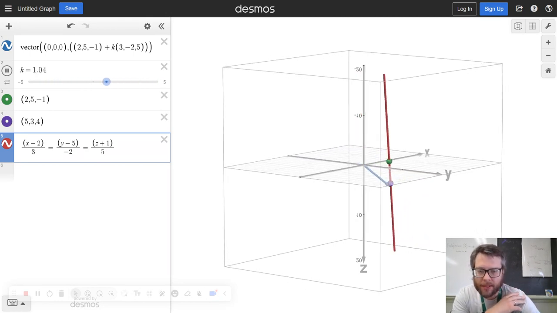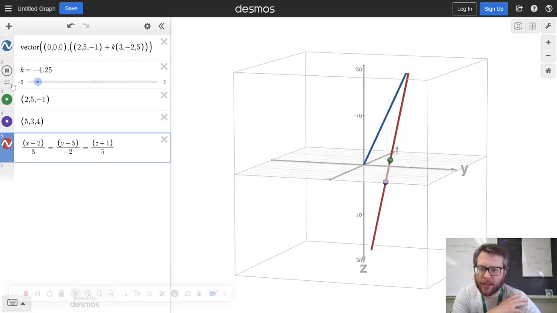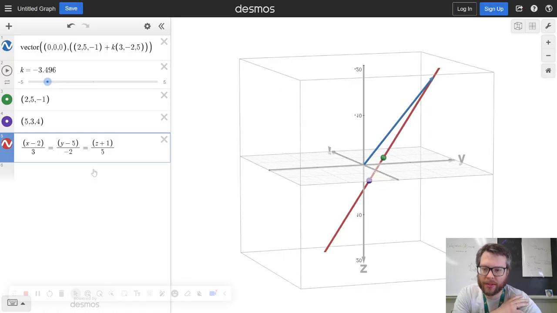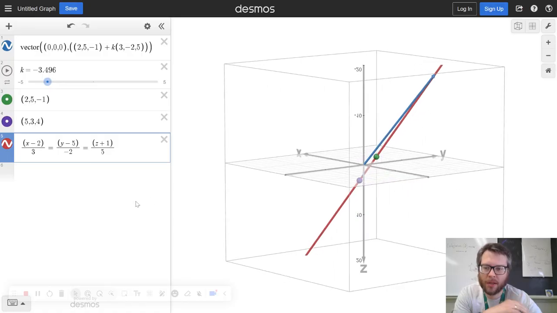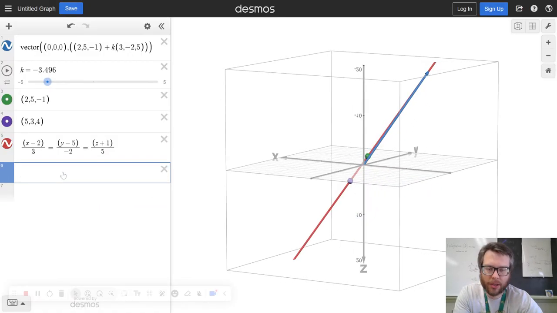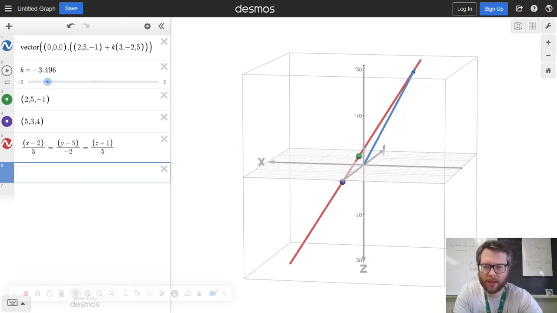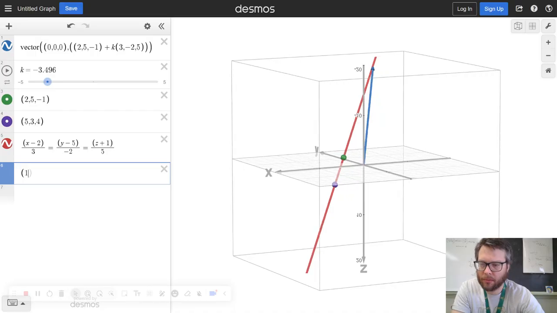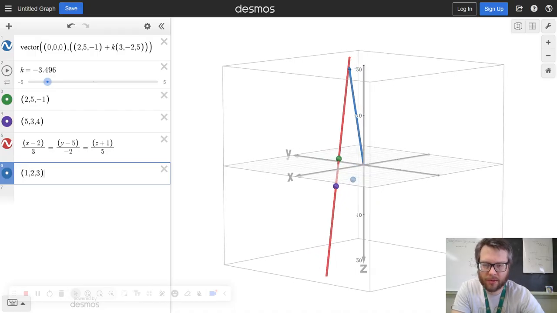I'm going to do the same thing now, but I'm going to create a vector equation that traces out all the points that are along a plane. So let's give a third point as a target point. Let's say that my plane goes through the point 1, 2, 3, very original point.